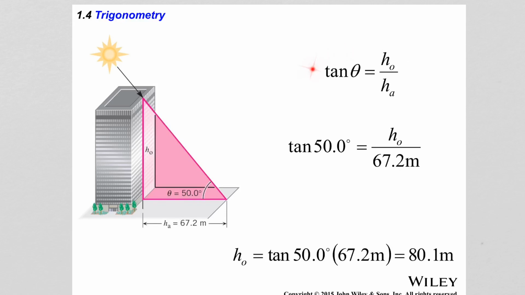The tangent of the angle theta is equal to the ratio of the opposite side to the adjacent side. Or in other words, tangent of 50 degrees is equal to the opposite side divided by 67.2 meters. And so after rearranging the terms to solve for H0, H0 is equal to tangent of 50 times 67.2 meters, which is 80.1 meters. So this is a simple example of how using trigonometry can solve a problem that looks much more complicated than it actually is to solve.